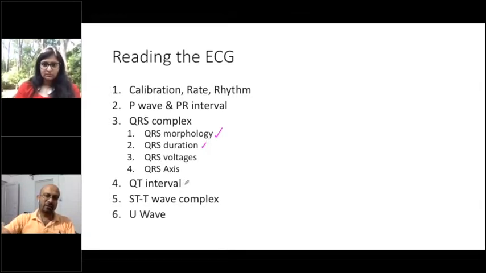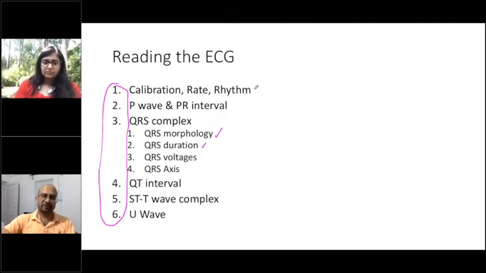The next that we look at is the QT interval, and then we talk about the ST-T wave complex and the U wave. So please remember these 6, they occur in sequence. That is how you are supposed to record and read the ECG or report an ECG. Whenever somebody asks you what is there in the ECG, all these 6 things need to be there.